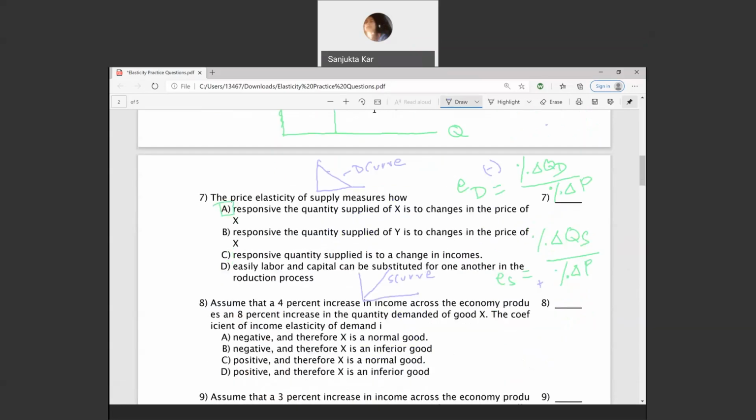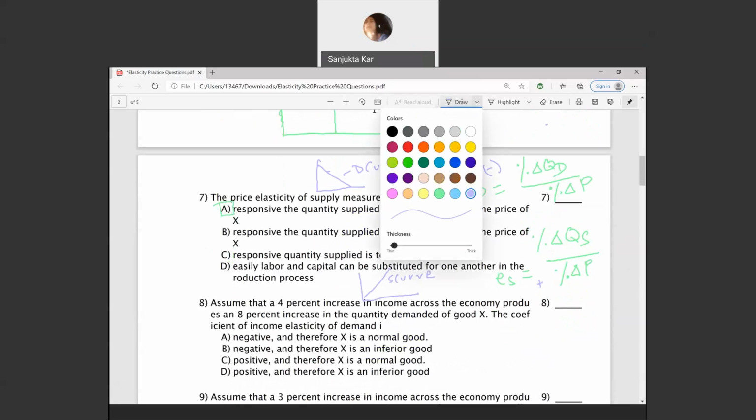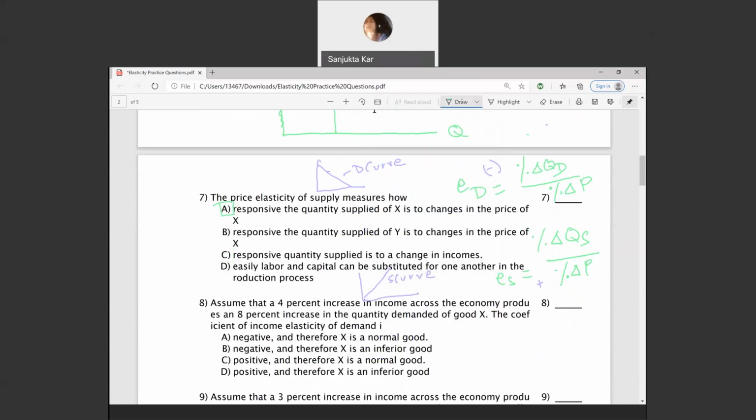All right, question number 8 right now. It says there is a 4% increase in income across the economy, and an 8% increase in quantity demanded. The coefficient of income elasticity of demand is, sorry about the typos here. So there is a 4% increase in income and an 8% increase in quantity demanded.